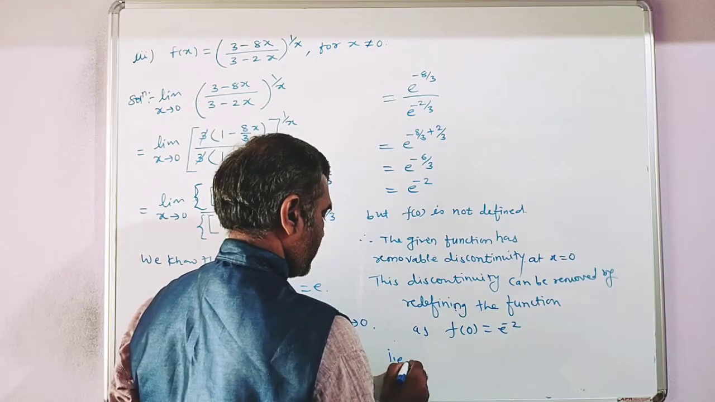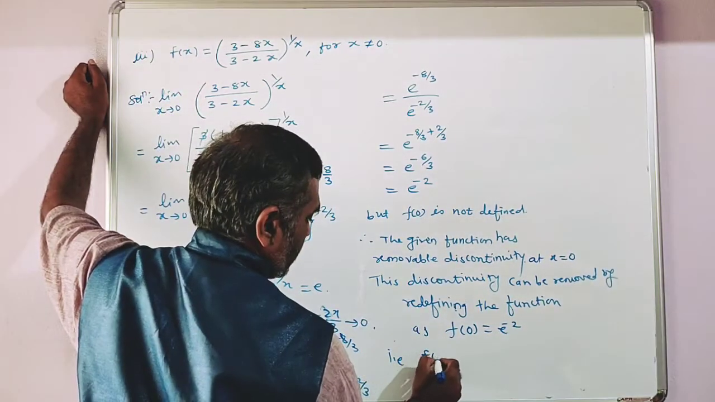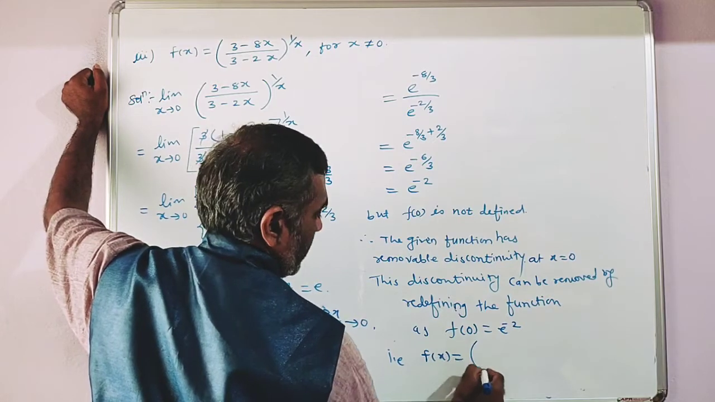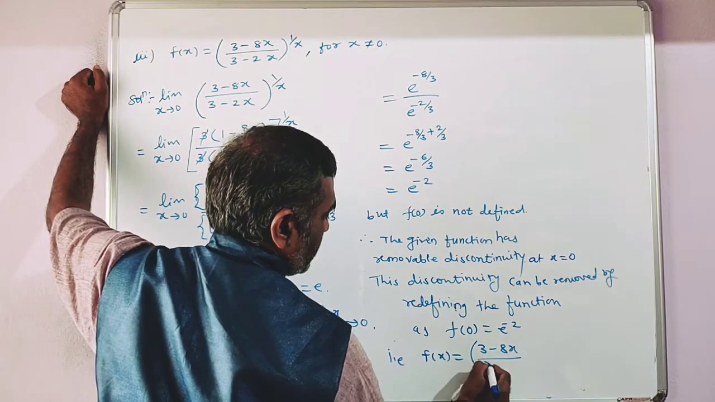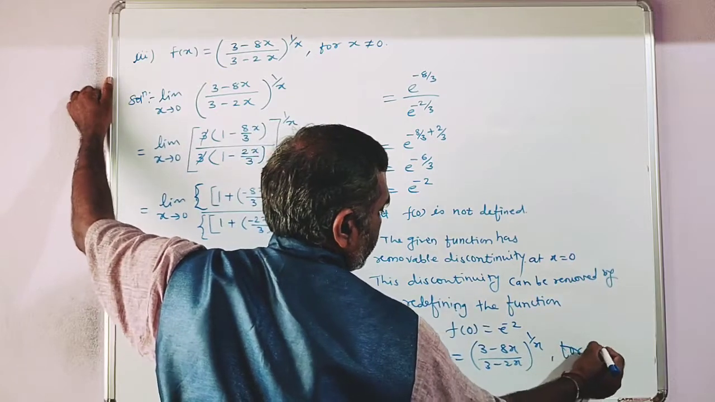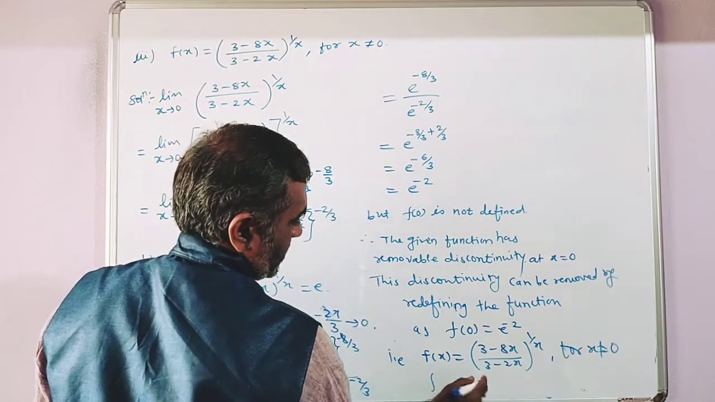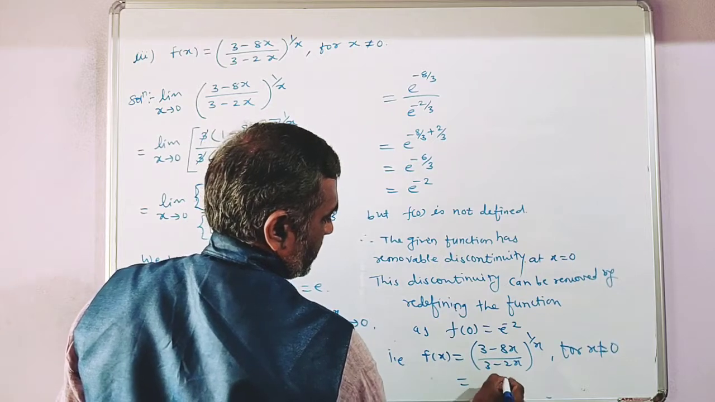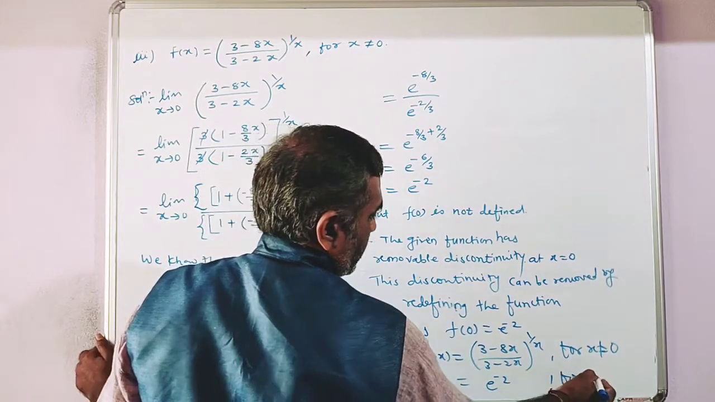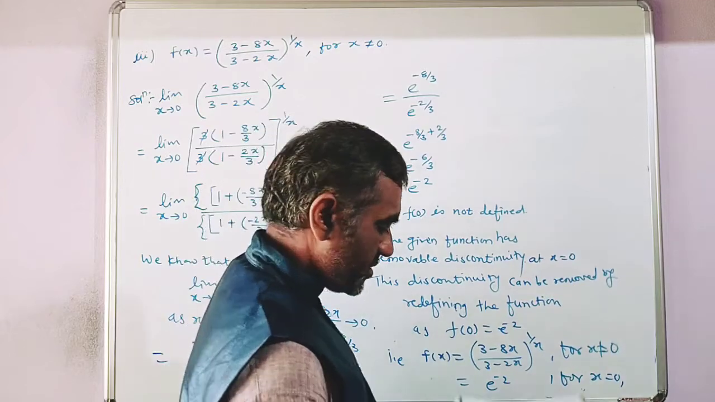That is, redefining the function as f of x is equal to (3 minus 8x) upon (3 minus 2x) raised to 1 upon x for x is not equal to 0, and which is equal to e raised to minus 2 for x is equal to 0, is continuous at x is equal to 0. Clear?